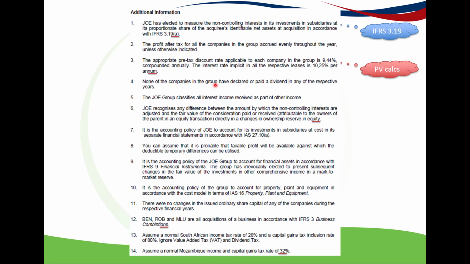4, none of the companies in the group have declared or paid a dividend. 5, the group classifies all interest income as part of other income. Number 6, Joe recognizes any difference between the amount by which the NCI are adjusted and the fair value of the consideration paid or received directly in a changes in ownership reserve in equity.